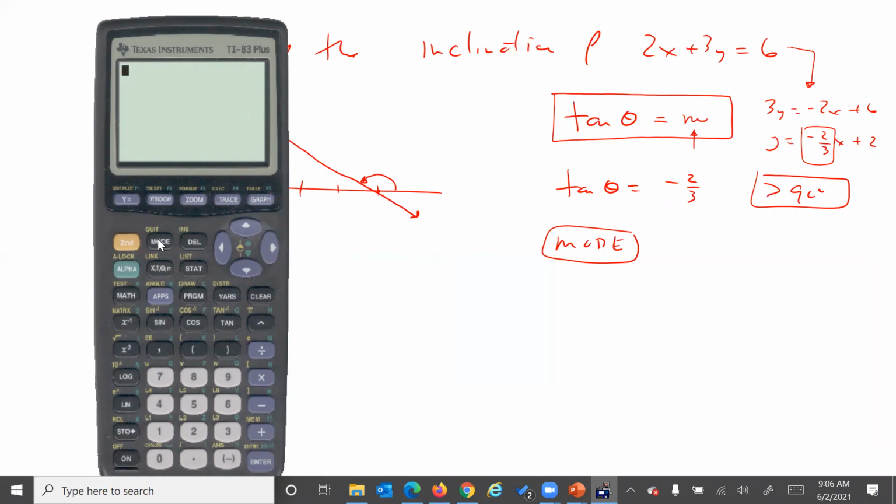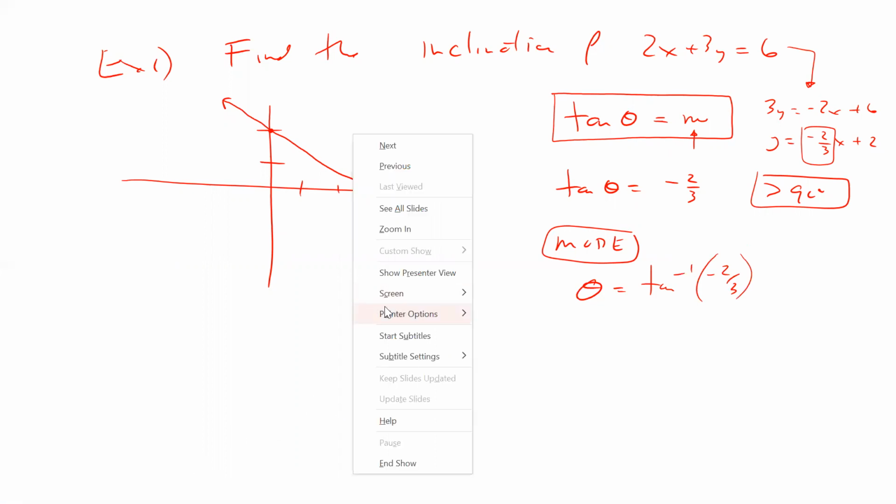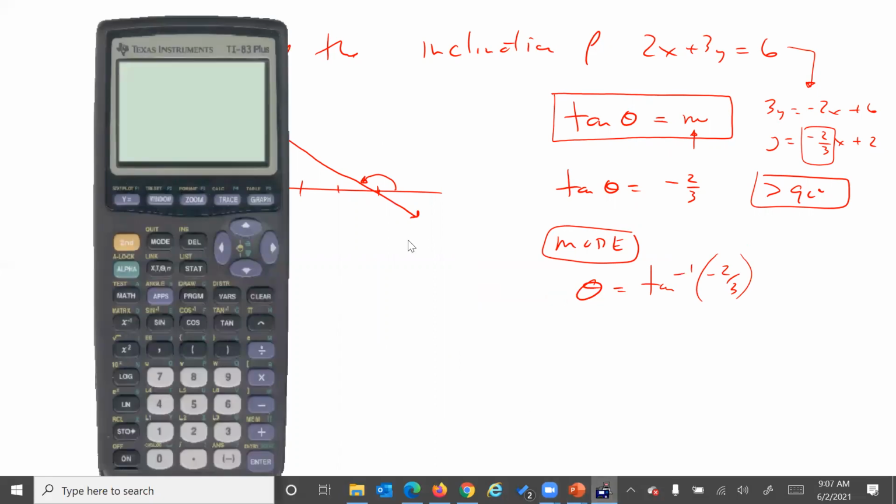So tangent is a trigonometric function. We're going to learn more about it in trigonometry here. But for now, what we're going to do is figure out what our theta is. If tangent theta is equal to -2/3, theta is going to be tangent inverse of -2/3. So let's punch that into your calculator here. Why is it inverse? Because we're trying to get the angle itself instead of just getting the ratio.